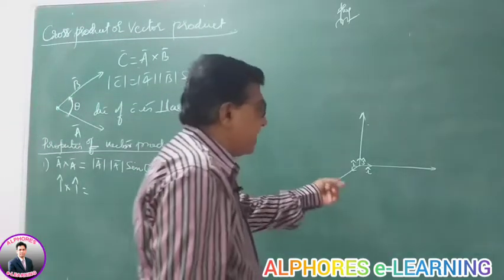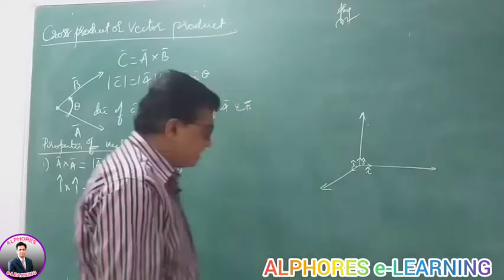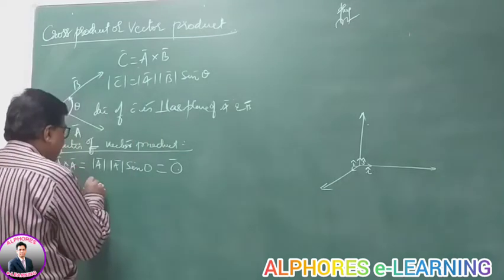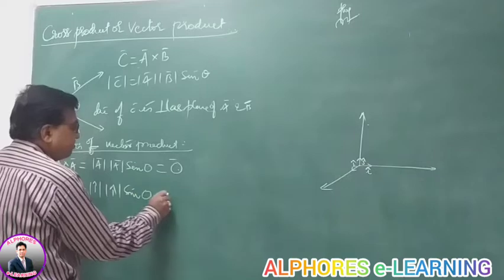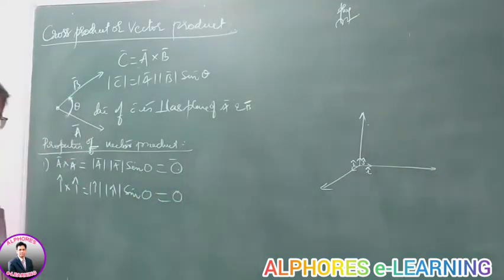So this is i and again the same i. Well, both are in the same direction. So it's mod i, mod i, sine 0. It's 0. Similarly, j cross j.